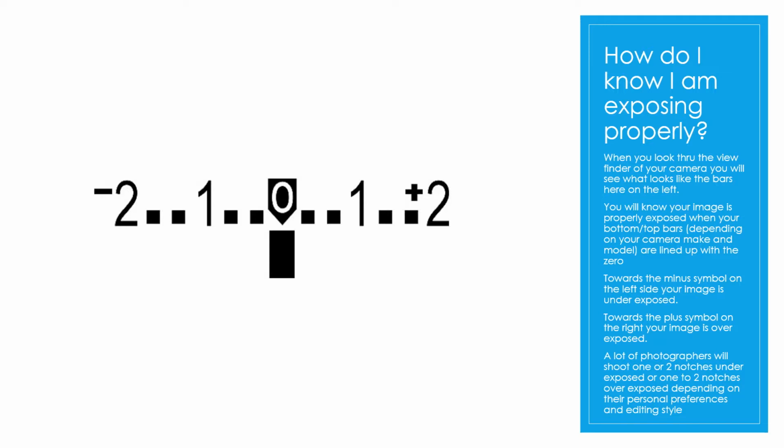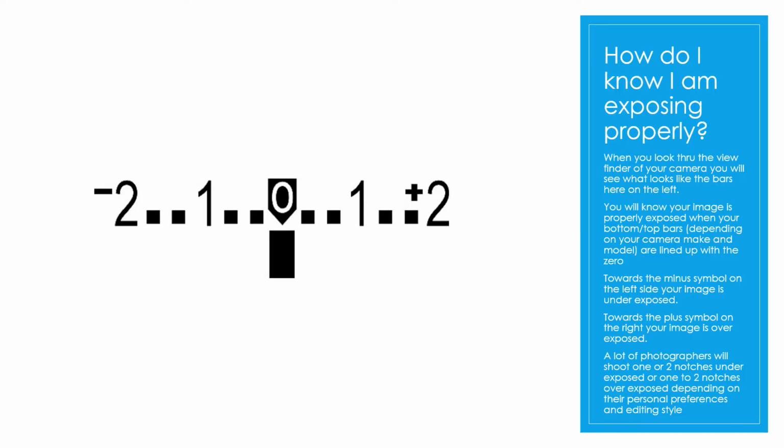Now, a lot of photographers will shoot 1 or 2 notches underexposed or 1 or 2 notches overexposed, depending on their personal preference and editing style. I tend to shoot 1 to 2 notches underexposed because I like to post-process and play with the light in my image and the light on my subject and do all sorts of fancy, complicated things that I won't go into here. But that's my preference.